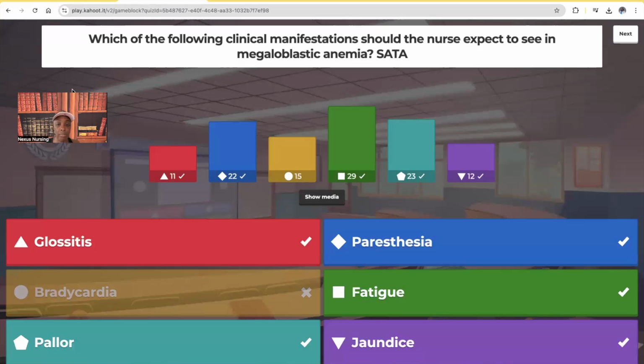Next, fatigue. Across the board, this is common for all anemias. The patient's going to be fatigued. Why? Lack of oxygen. Pallor. That's another one that we see across the board for the anemias. And of course, jaundice. That jaundice comes from the breakdown of the RBCs, the bilirubin increases, and you'll see jaundice.